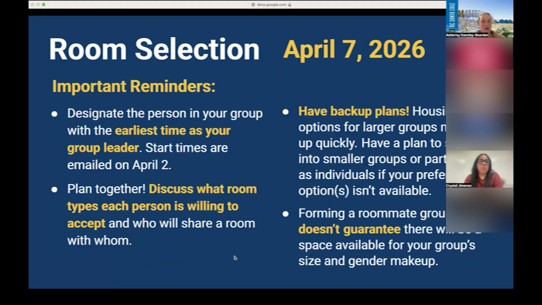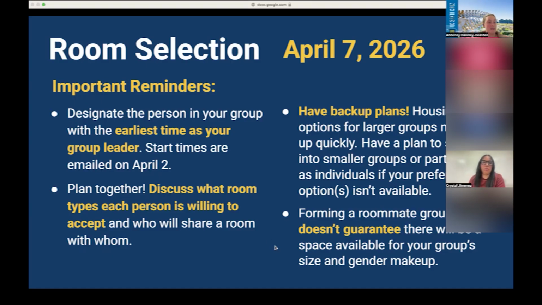Some important reminders: designate the person in your group with the earliest time as your group leader. For instance, if somebody in your group has a slot at 8 a.m. or 9 a.m. and everybody else has a slot in the afternoon, you're going to want to make the person with the earliest start time your group leader so that they have the best chance to assign you housing. Those start times are going to be emailed on April 2nd, and you can edit who the group leader is through the portal.